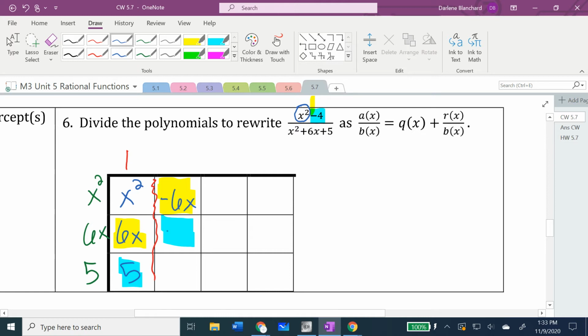And I'm hoping you guys are still with me. 5 plus what gives me negative 4? Not quite. Yeah, it's not the most enjoyable subtraction.